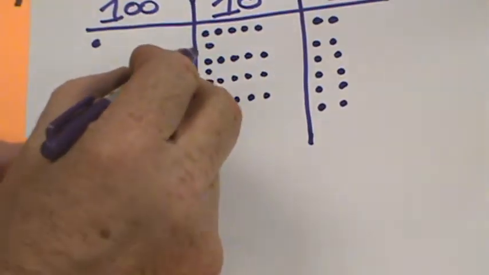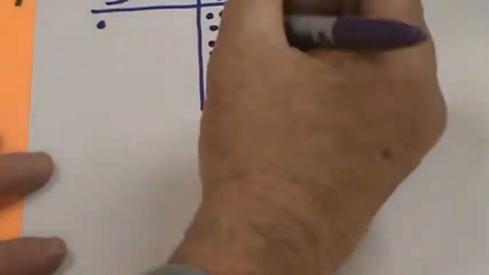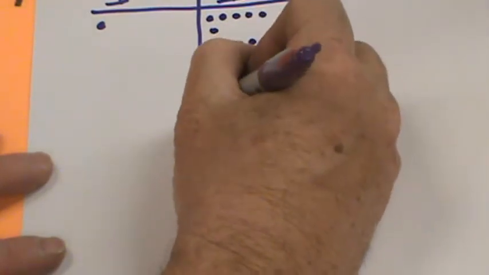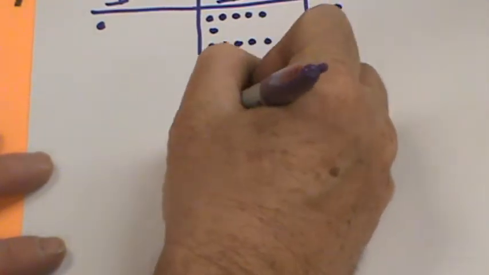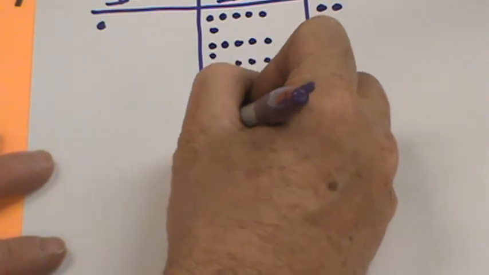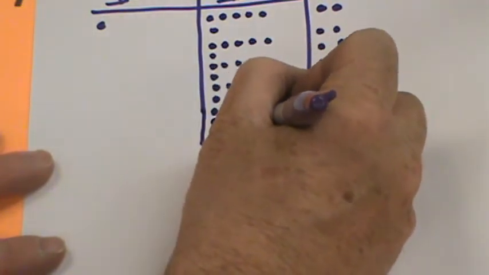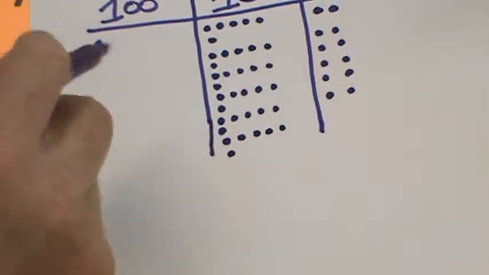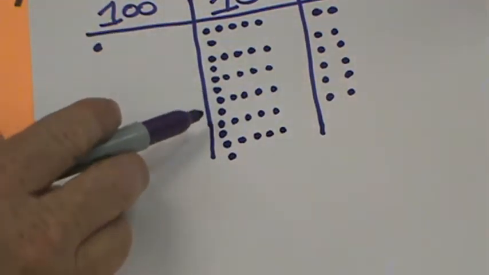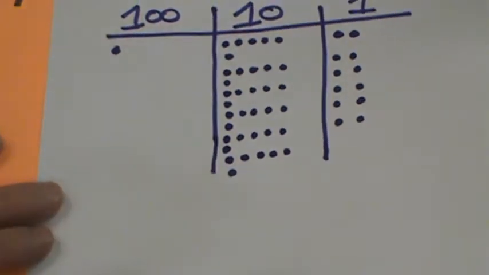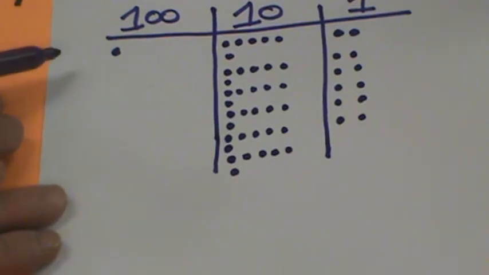One group of 6, 2 groups of 6, 3 groups of 6, 4 groups of 6. Wow. 5 groups of 6 and 6 groups of 6. Let's check that. 1, 2, 3, 4, 5, 6 groups of 6. This looks much simpler to deal with.